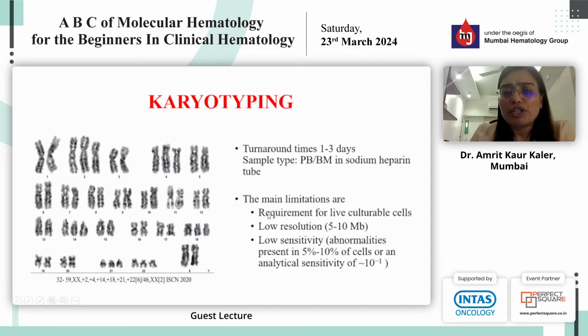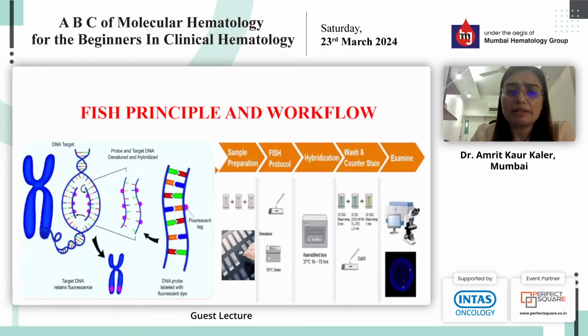But the limitation of this technology is that it is only for live cells. There's a low resolution. 5 to 10 MB is a low resolution, and there's a low sensitivity because the number of cells that you capture is very limited. So that is why the sensitivity is 5 to 10%, but it is widely used in all the hematological malignancies.